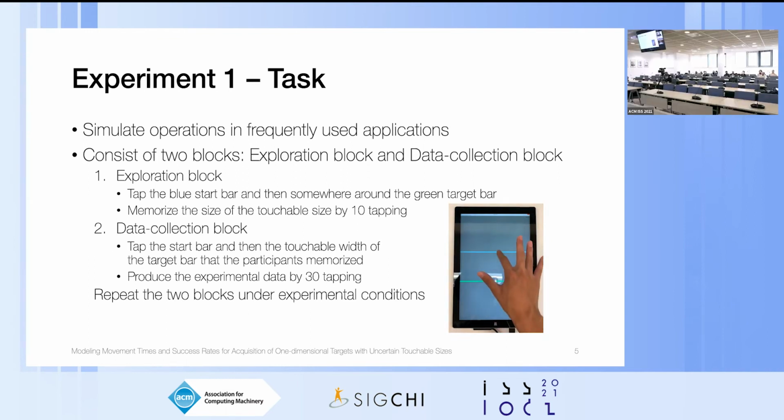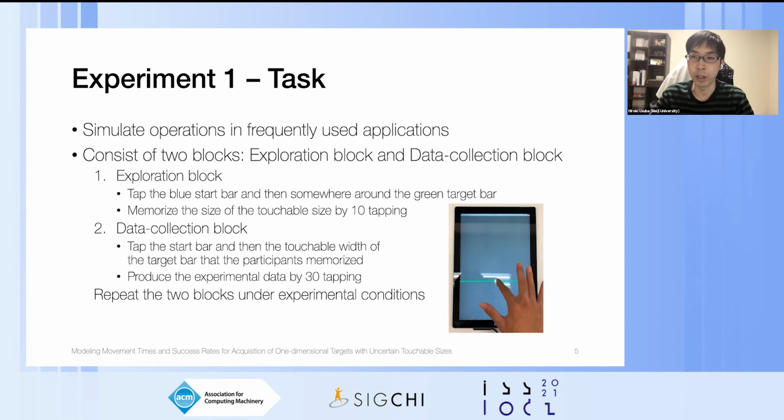In the data collection block, the participant taps the start bar and then the touchable width of the targets that the participant memorized. In the experiment, the participant repeated the two blocks and the experimental conditions.